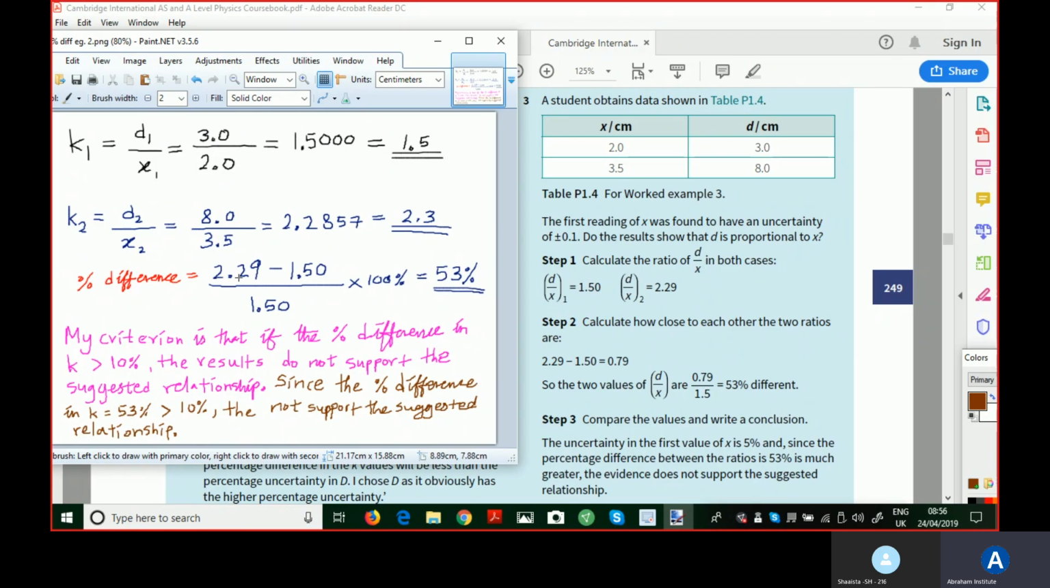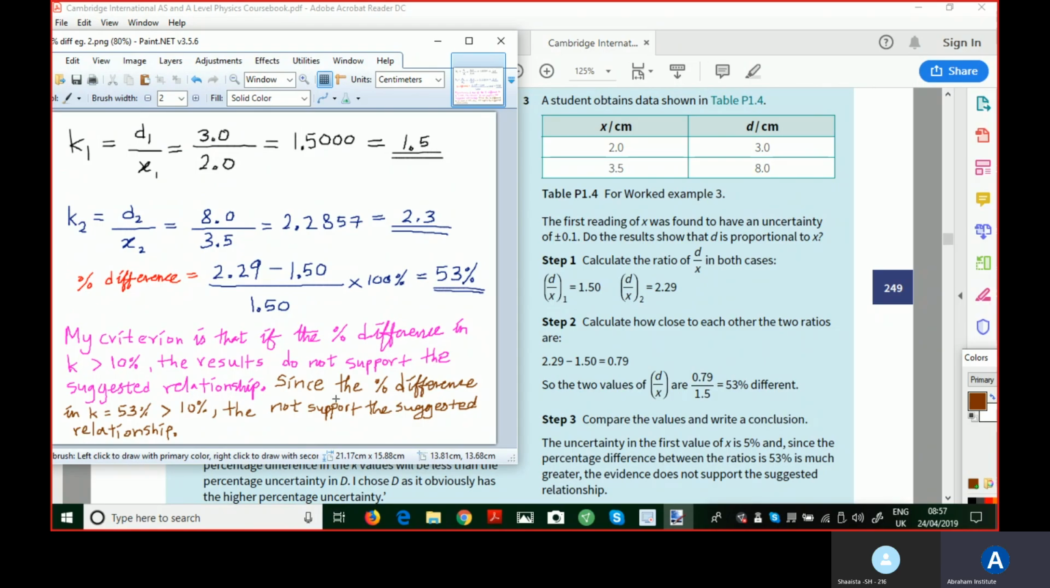The formula for percentage difference is the largest K value minus the smallest K value divided by the smallest K value times 100%. And that's what we use, and we get 53%. Now, when the percentage difference is greater than 10%, you can write this criterion. My criterion is that if the percentage difference in K is greater than 10%, the results do not support the suggested relationship. You have to state the criterion like this because in your mark schemes, they look for that. And then compare it with that.